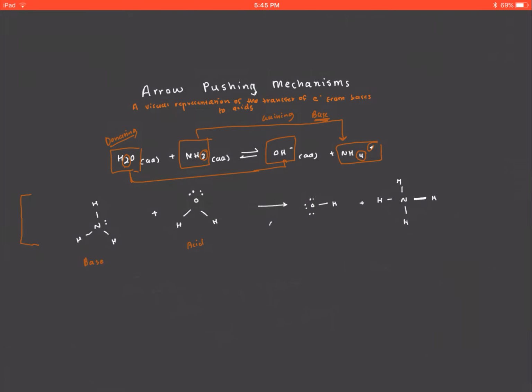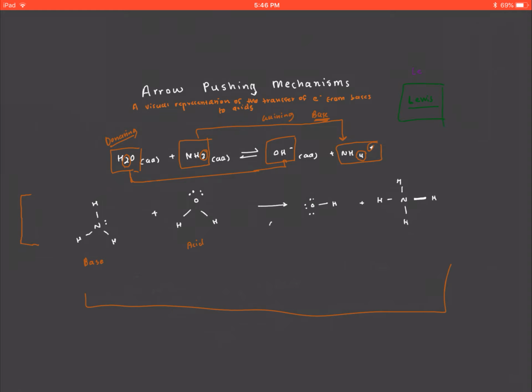When you're drawing an arrow pushing mechanism, you have to draw the Lewis structures like I did over here. So let's get going. And obviously, because we are drawing the Lewis structures to draw the arrow pushing mechanism, we will be specifically looking at, I can't see that color, I'm going to pick a different color, we will be specifically looking at the Lewis definition of acids and bases.